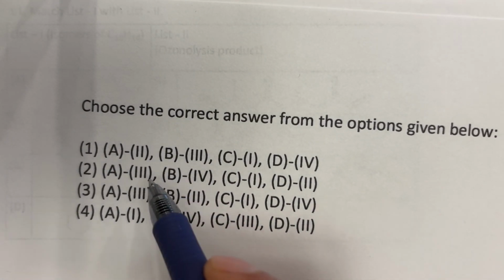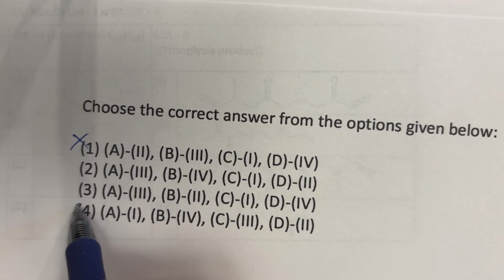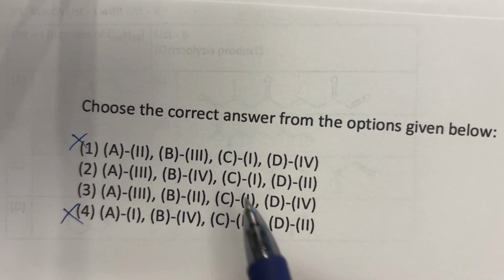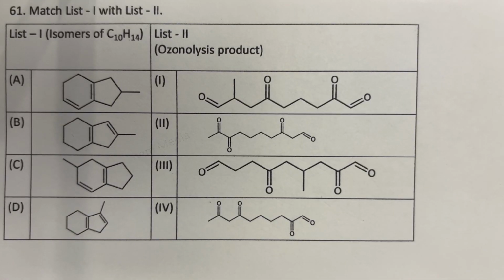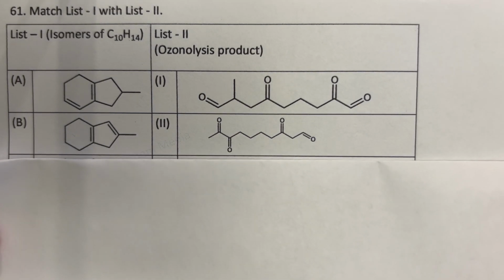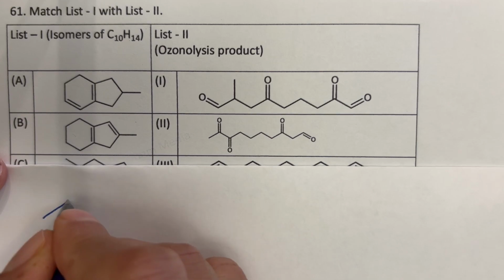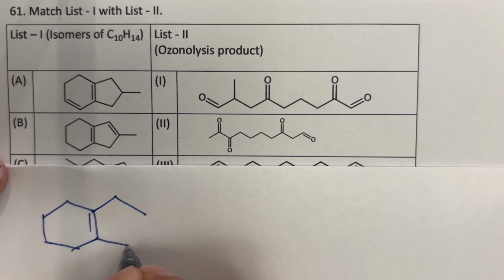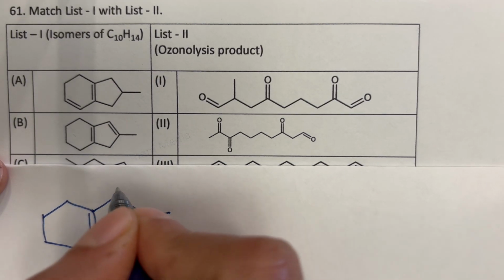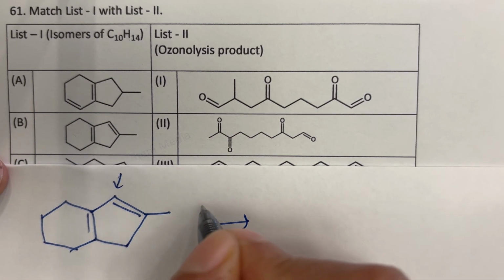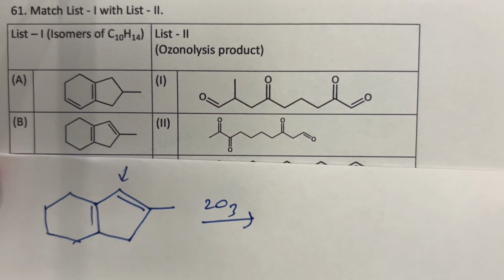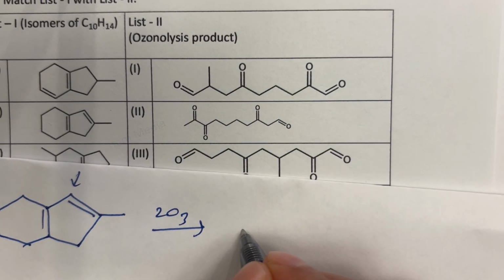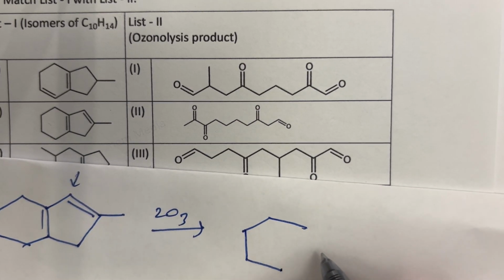So if A is matching with 3, then this is wrong, this is also wrong. So if we find out one more product, then we can find out the correct option here. So let's work on B. So we have the structure of B here, so we are going to get aldehyde here. That's the only place you will get aldehyde. So it reacts with 2 moles of O3, let's say, and then the ozonide structure will be like this.